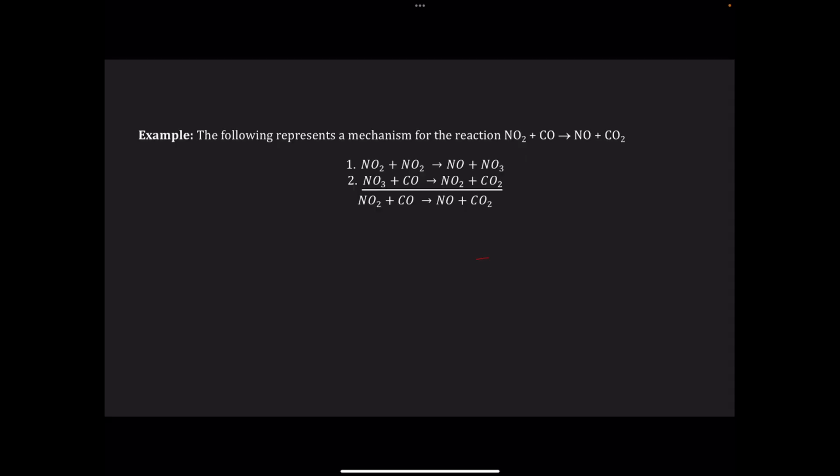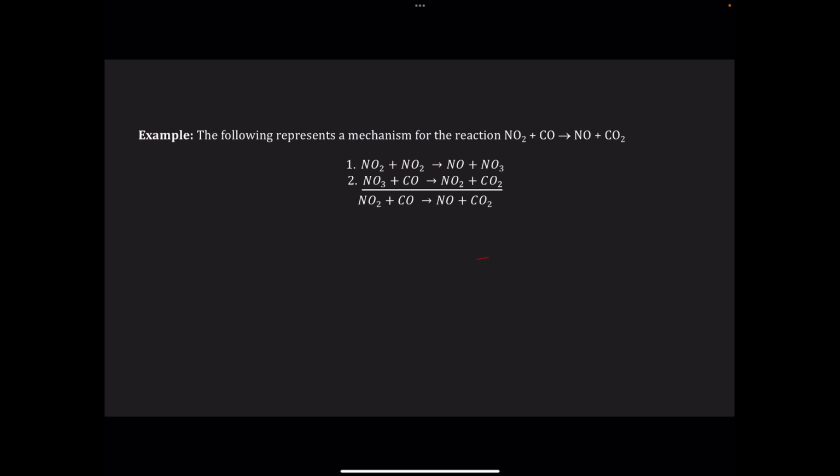So we can look at an example. The following mechanism represents the reaction of NO2, so nitrogen dioxide, with carbon monoxide, producing nitrogen monoxide and carbon dioxide. So that equation is what we would have used in a laboratory. If we've gone in the lab, we mixed the nitrogen dioxide and the carbon monoxide. Those are the reactants we started with. In the end, we end up with those products, and that's the equation we would have used for stoichiometry.